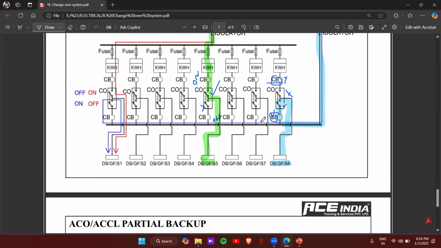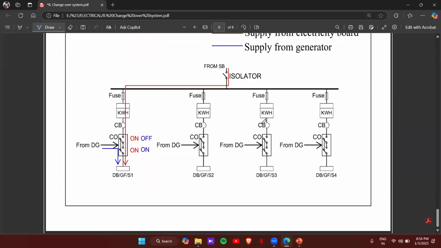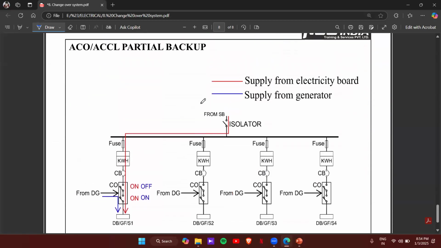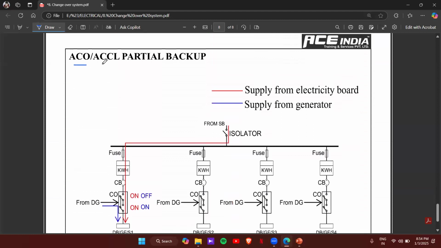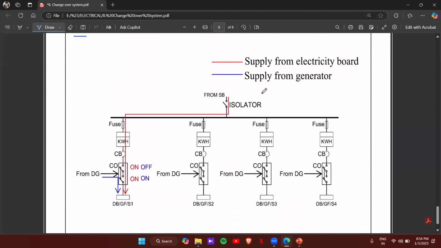And finally, the partial backup system, AC and AC are partial backup system. And in the same way here, in the normal condition, the supply will come from here, and the connection will go first to the fuse and energy meter. Then we have the circuit breaker here. In the same way we have two contactors. In the normal condition, the circuit breaker will be on, and both the contactors will be in on condition. So that will go directly to the panel.